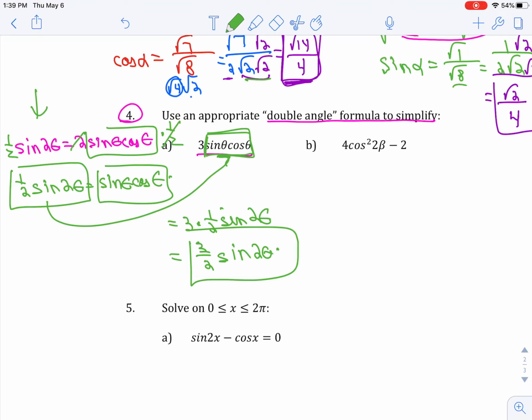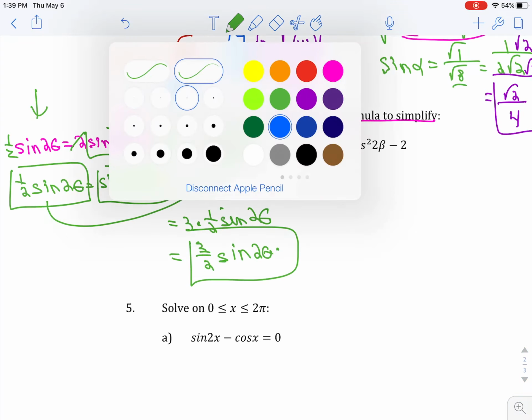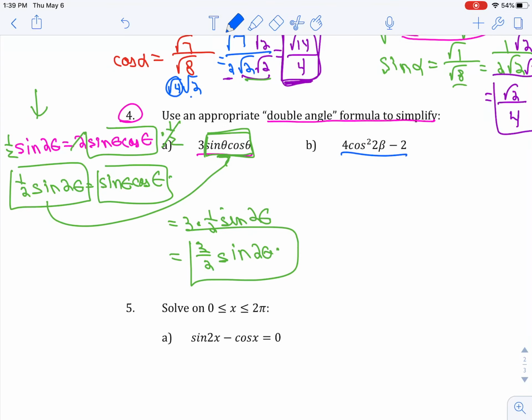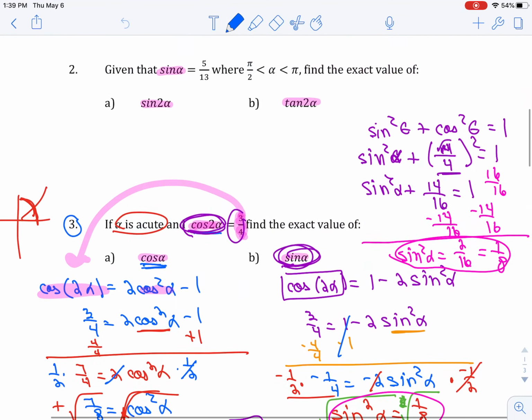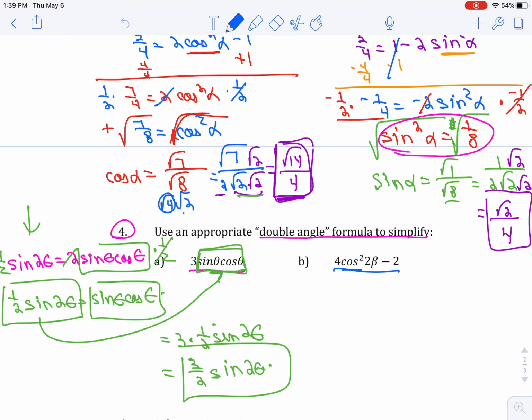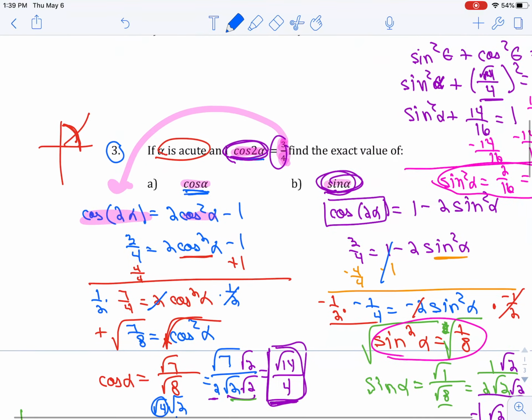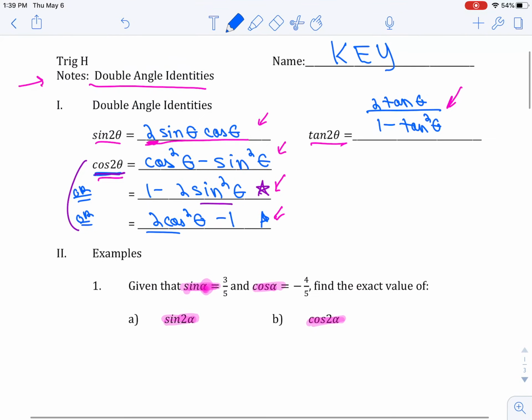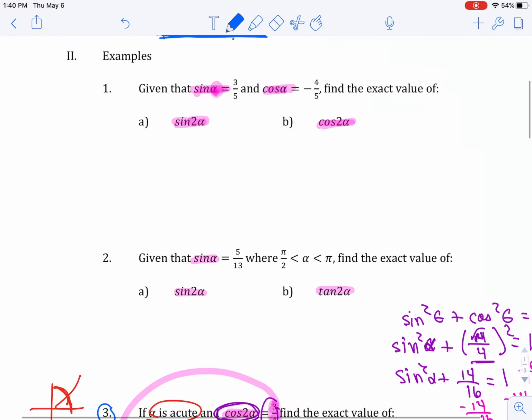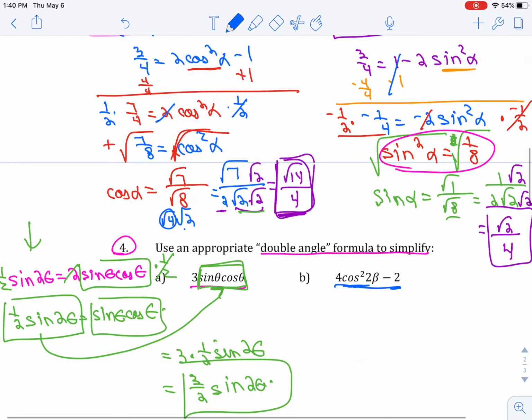Okay, the next one. Notice that this looks kind of like this formula up here. We've got cosine squared and then minus something, and when I look up here, I see this formula right here. It looks kind of like that, except that this is a 2 and a 1, and we have a 4 and a 2, which hopefully you notice is just doubled. So what if we factored the 2 out of here?